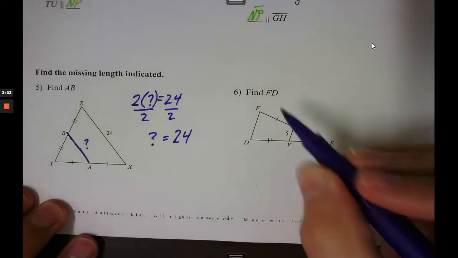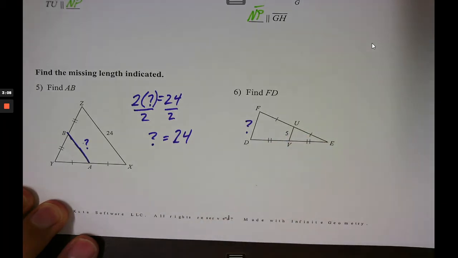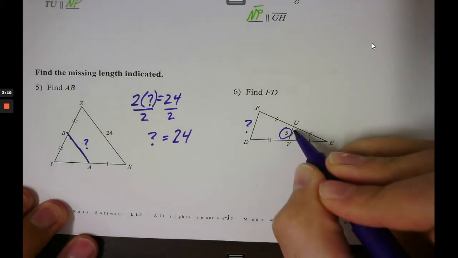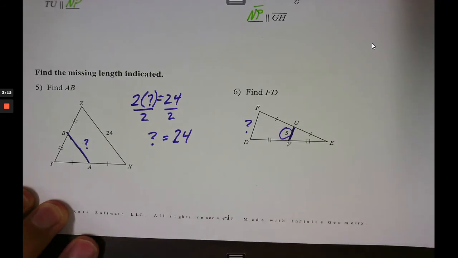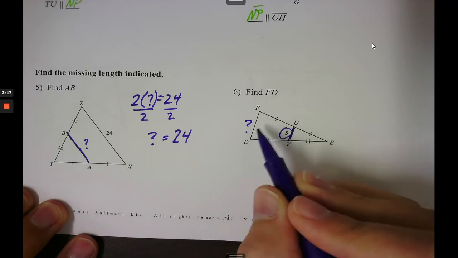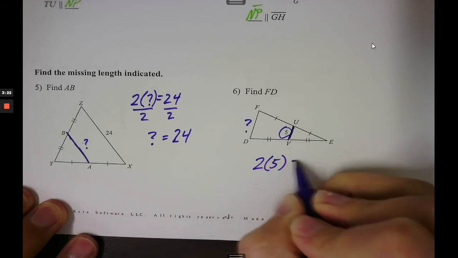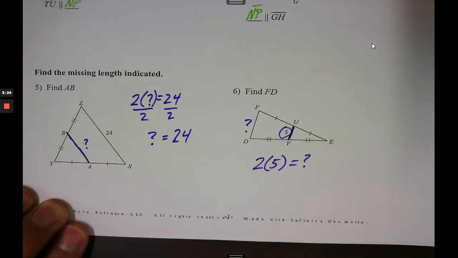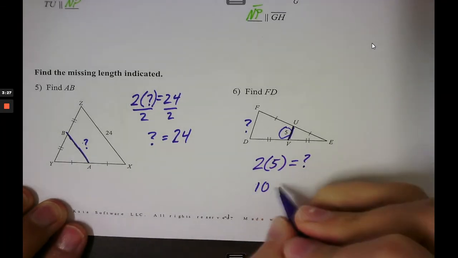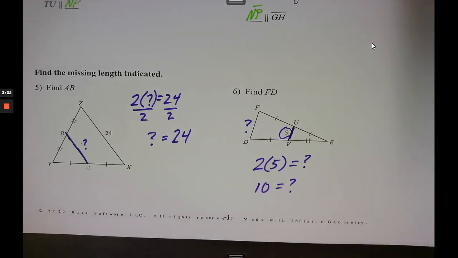Alright? In number 6, FD. So I'm looking for FD. So there's my question mark. And I'm given this. So I'm given the small inside line UV. I know that the outer one is twice as big. So when I set up my problem, I need to multiply the 5 by 2 in order to get the question mark. Okay? And that is 10. So the length of that outer line is 10. Okay? Moving on to number 7.